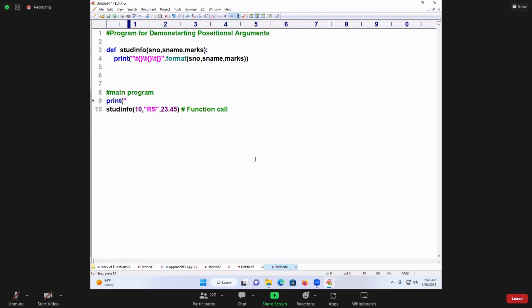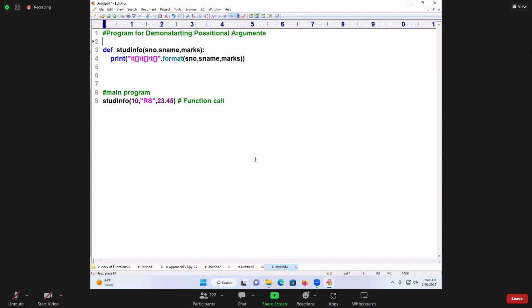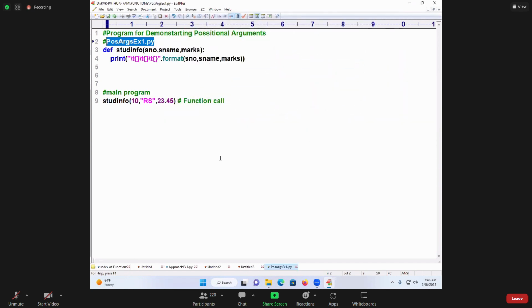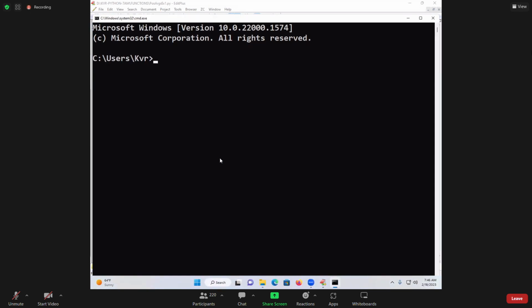Now you see, students, I want to print it, just printing it with more decorative output. Okay, first you print it. So I'm going to take POS ARGS example1.py, positional arguments example1.py. Go to the place of function, students. Coming to the command prompt, you observe it.